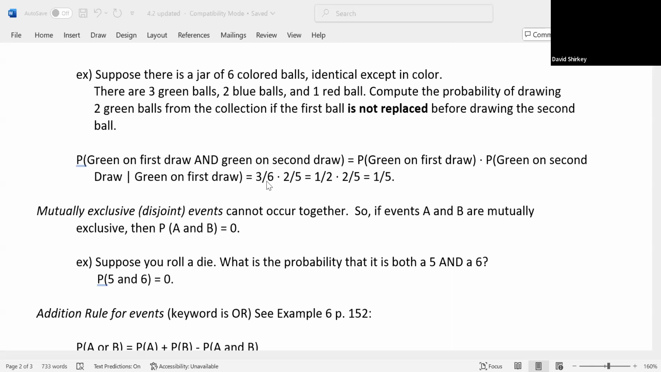But now you didn't replace one. So look at the denominator of this second product. You have 5 in the denominator because now there's only 5 balls. And if you drew a green on the first ball, then there's only 2 green balls left. So this fraction becomes 2/5. So 3/6 times 2/5 equals 1/2 times 2/5, which is 1/5.